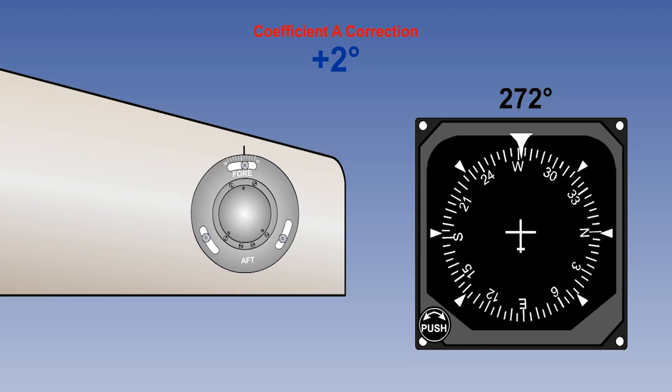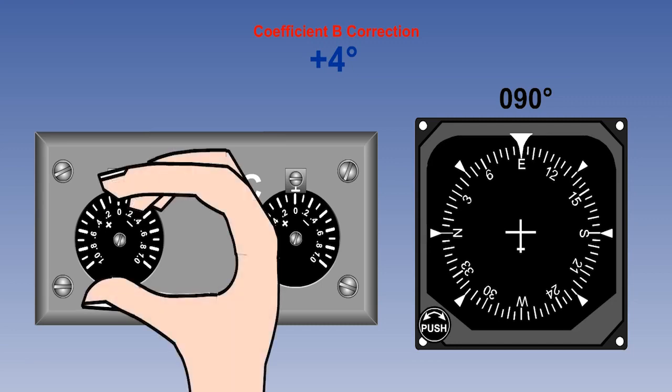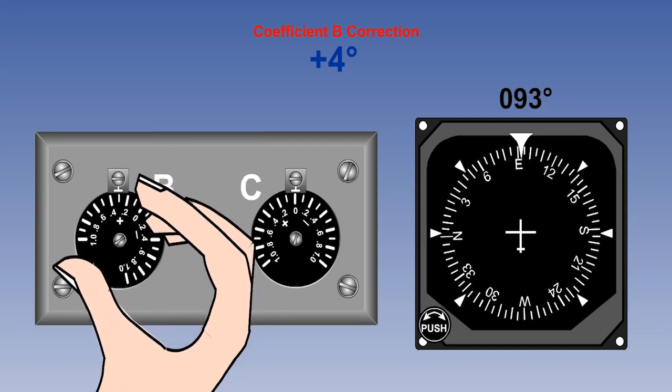Error due to coefficients B and C are removed or minimized by creating local magnetic fields with additional magnets which are equal and opposite to the aircraft's magnetic field. Coefficient B is removed on headings of east and west. Let's say the error is +4 degrees.